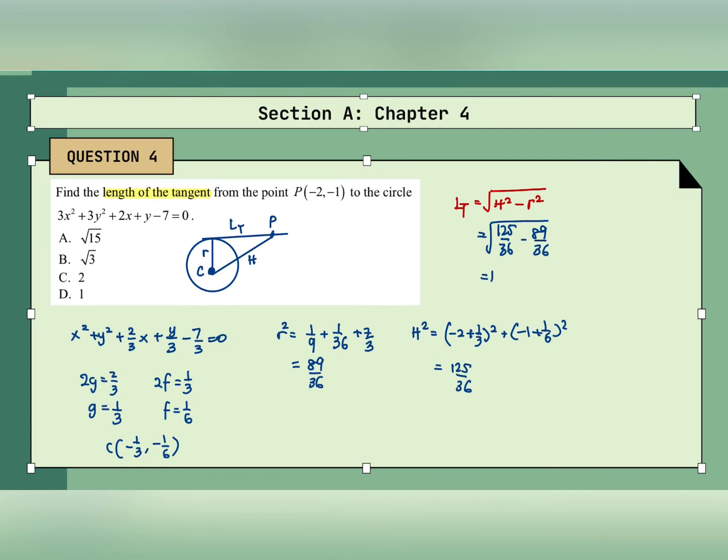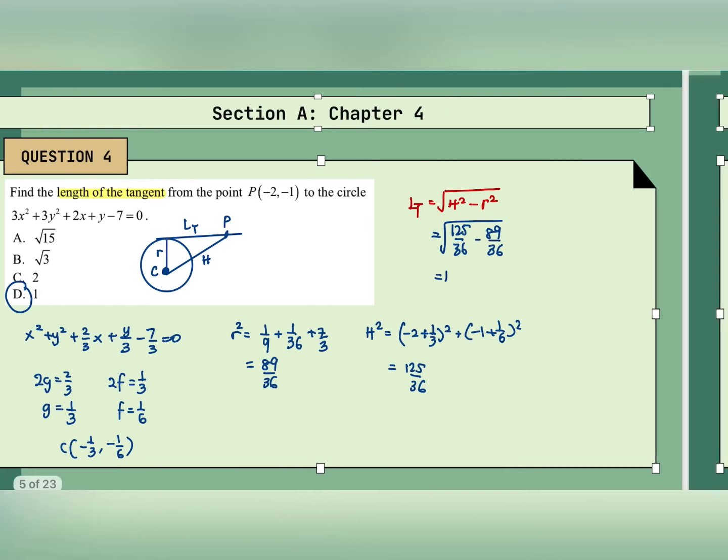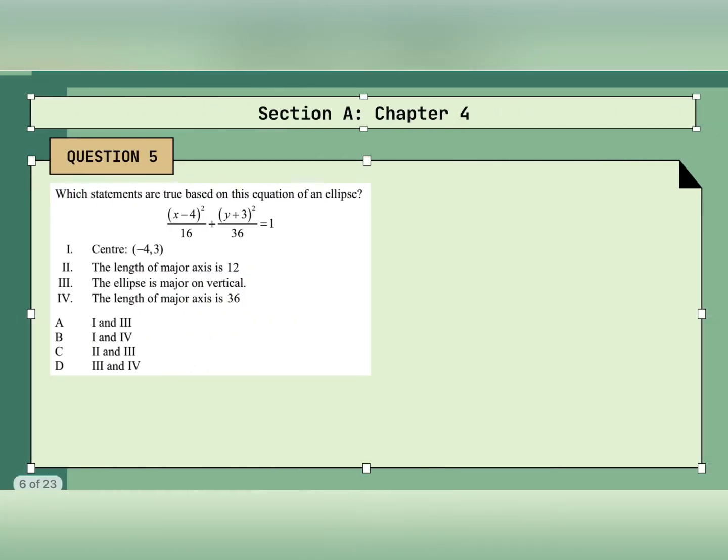So what is your length of tangent? D. Sebabnya square root of 1 pun akan dapat 1 lah. Okay, so that one is for question number 4. Now, question number 5. Which statements are true based on this equation of an ellipse? Center. Okay, kita tengok. Center kita sepatutnya berada di 4, -3. So, nombor 1 salah. Boleh terus potong.